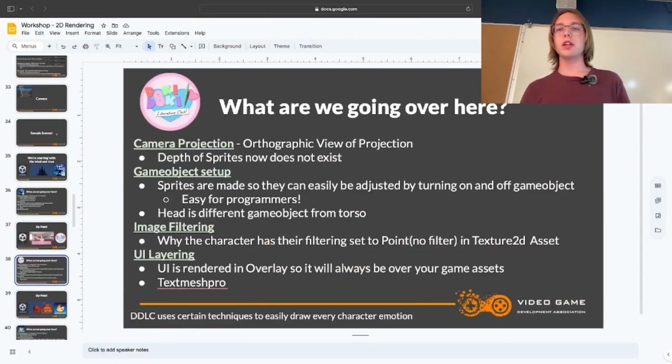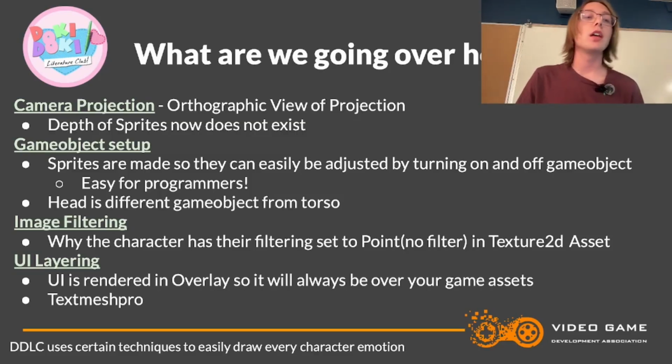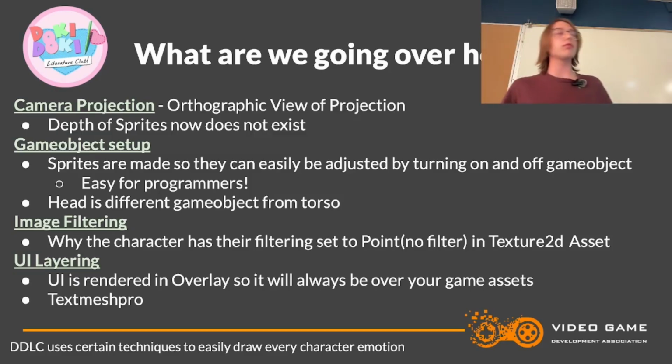Couple things here. Camera projection again, orthographic view this time. Depth of sprites now does not exist. Game object setup, how sprites are made so they can easily be adjusted, turning them on or off. Easy for the programmers. And also we'll notice in the actual view of the game, the head is a different game object from the torso. So there are 2 sprites.